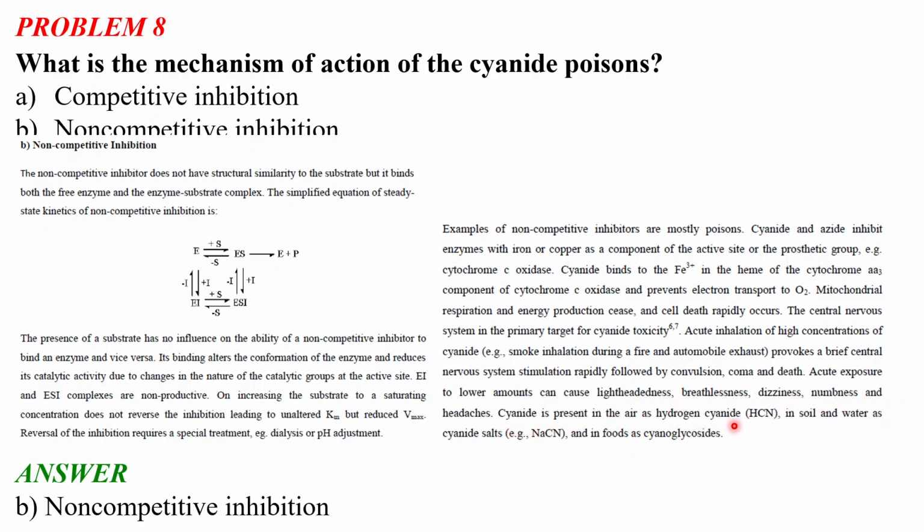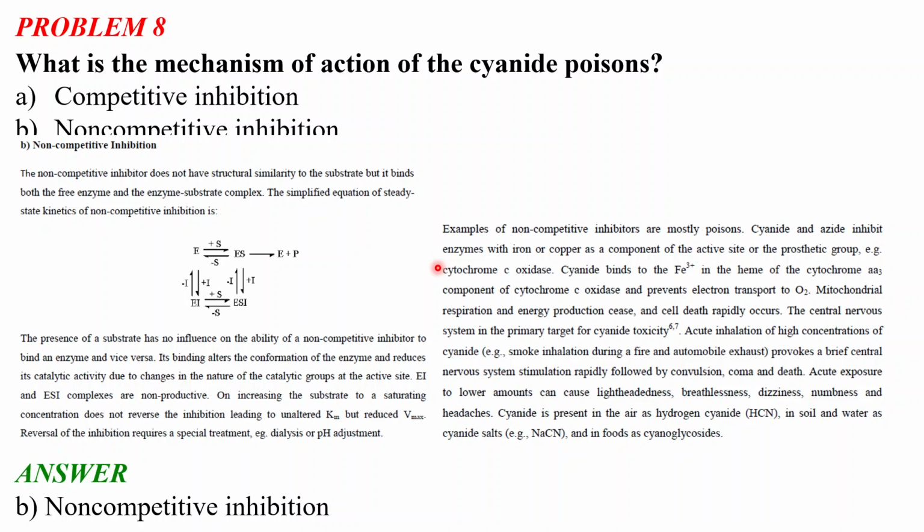Cyanide is present in air as hydrogen cyanide, in soil and water as cyanide salts, and in foods as cyanoglycosides. Okay. So cyanide poisons are an example of a non-competitive inhibitor. What does this non-competitive inhibitor do? They bind with free enzyme or enzyme-substrate complex to form a non-productive ESI complex. Increasing the substrate concentration will not reverse this kind of inhibition.